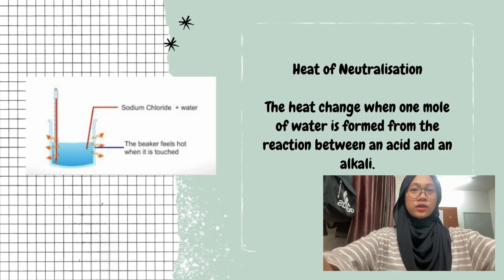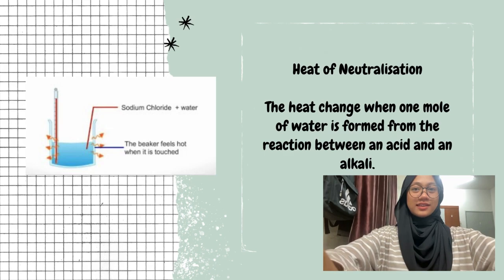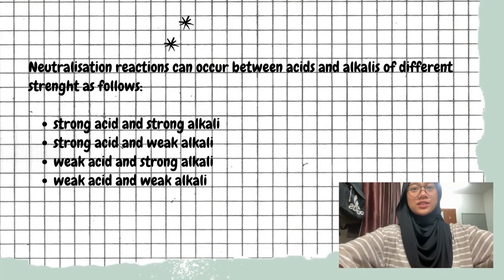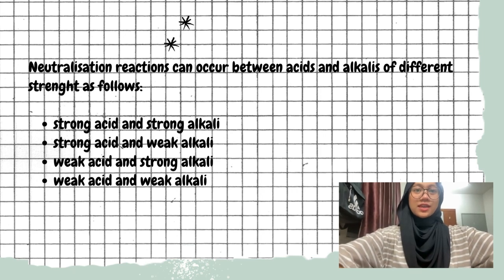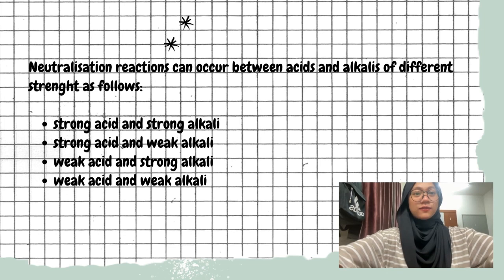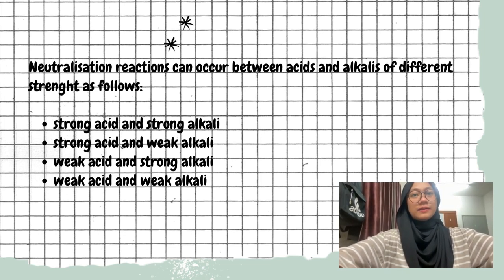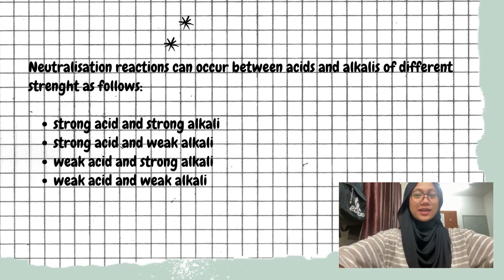Now we are looking at the heat of neutralization. This slide talks about how neutralization reactions can occur between acids and alkalis of different strength as follows. First, we can see strong acid and strong alkali, weak acid and strong alkali, strong acid and weak alkali, also weak acid and weak alkali.